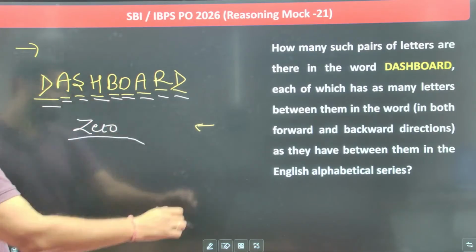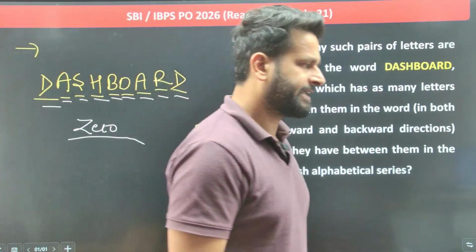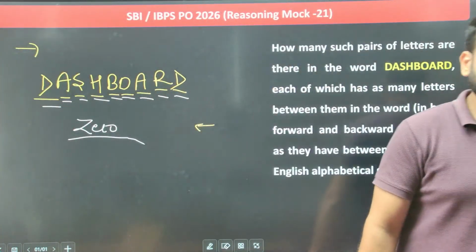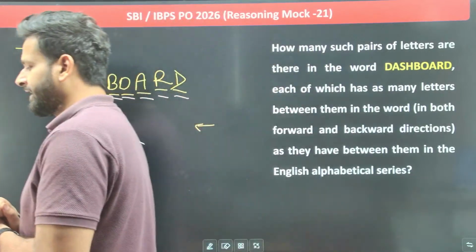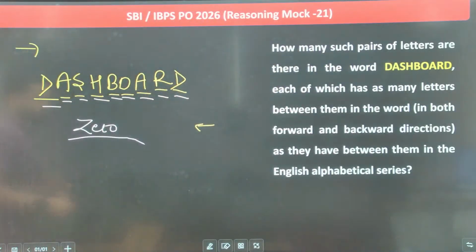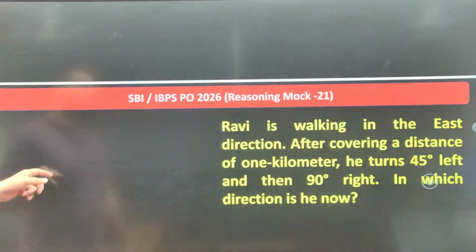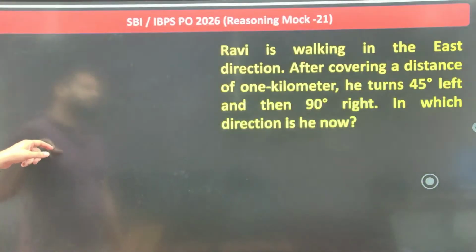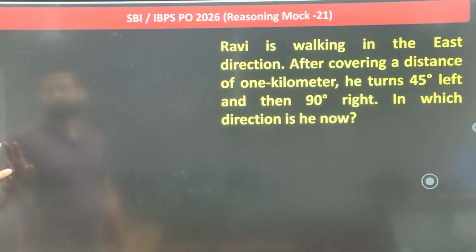So I think there will be no such pair that has as many letters in this word as it is having in the English alphabetical series. So no problem, my answer will be 0. It is possible, everything is possible. No problem.